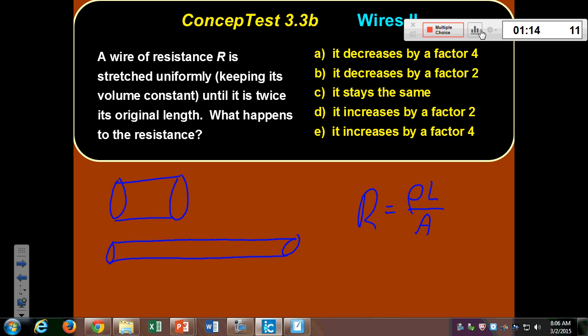All right, folks, everybody has it wrong. So let's think about what happens here. I'm increasing the length by a factor of 2, right? And so that would increase the resistance by a factor of 2. But I'm also doing something else. When I stretch out this wire, it gets longer, but it also gets what? Smaller, right? It gets smaller in diameter. And so what I want to know is what happens to the area of this, and how is that going to affect the resistance? How much is the area going to decrease when I stretch out this wire?